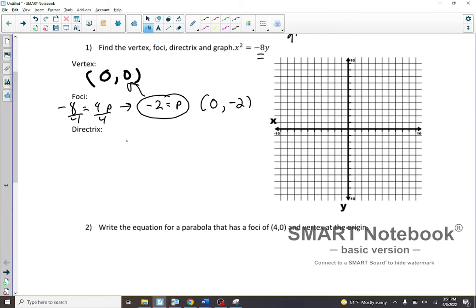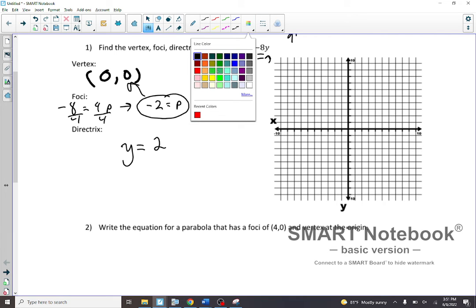And the directrix, instead of adding, you subtract the negative 2. So 0 minus negative 2 is 0 plus 2. So that's going to be y, and it's y because it's a y over here by itself, equals positive 2.